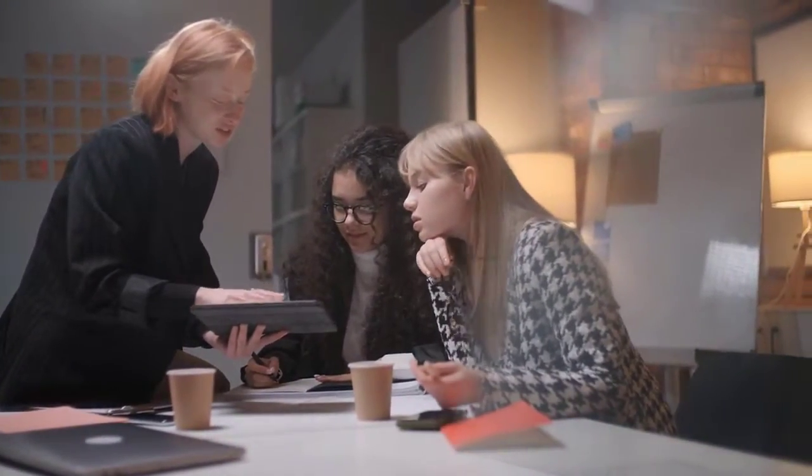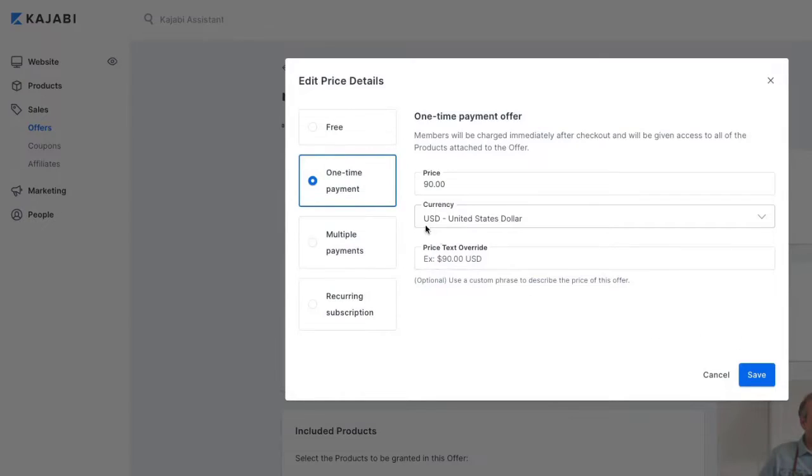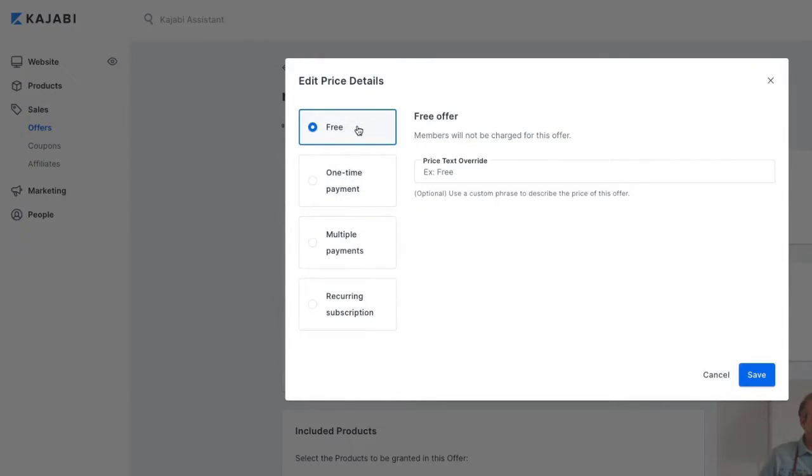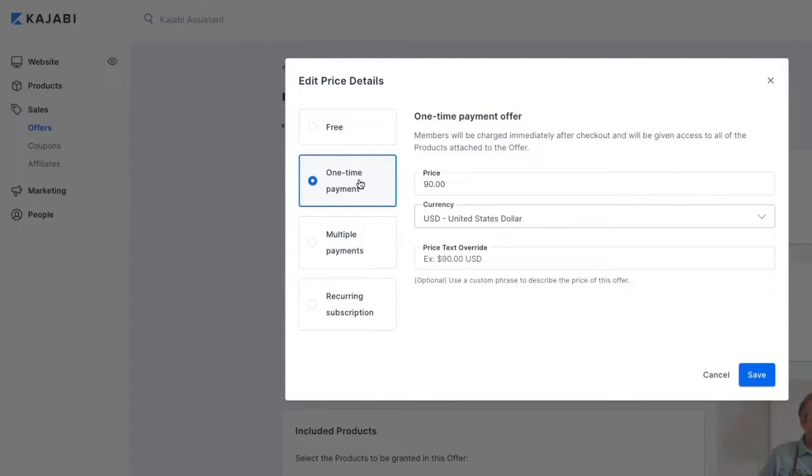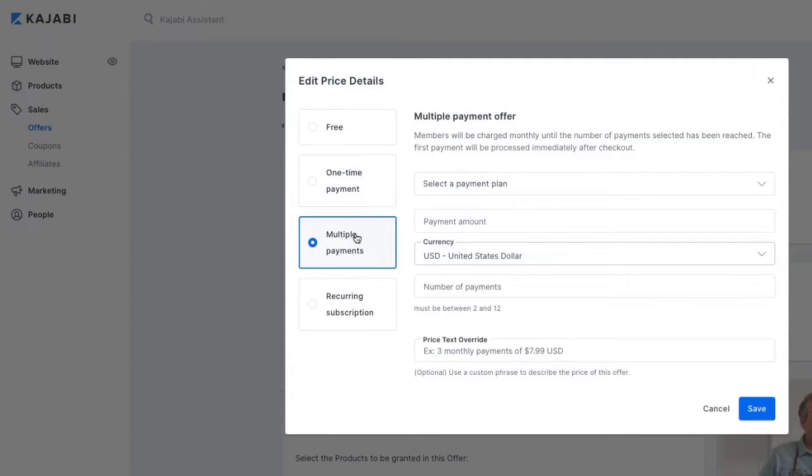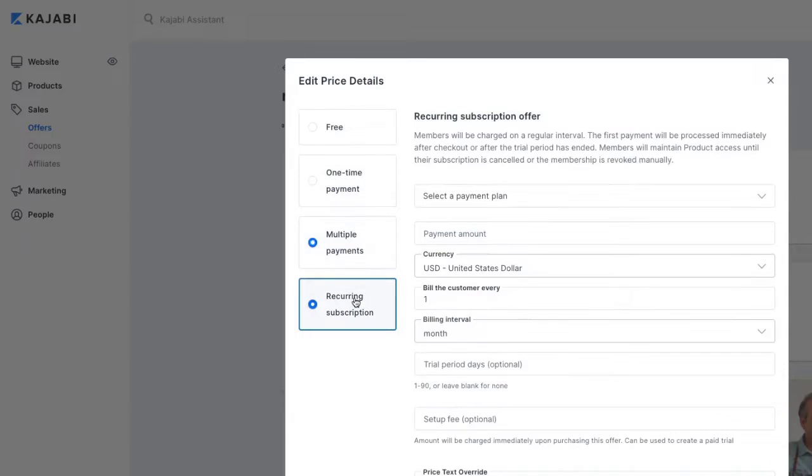Now, the great part is if you are going to be providing something that is going to be over, let's say, the $497 mark, and you want to give your audience a payment plan, or you want to have some sort of subscription or things along those lines, you can do just that in Kajabi. So in Kajabi, you have multiple options. It could be a one-time payment, multiple payments, subscriptions, and so much more.